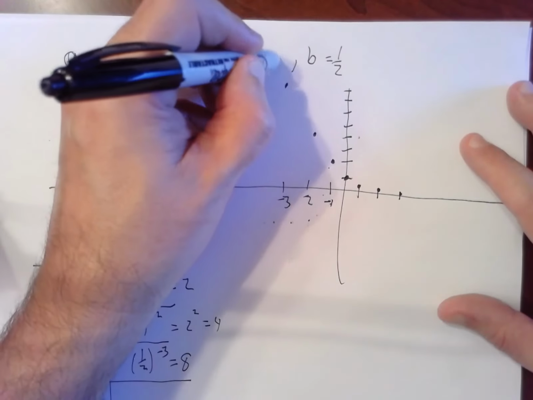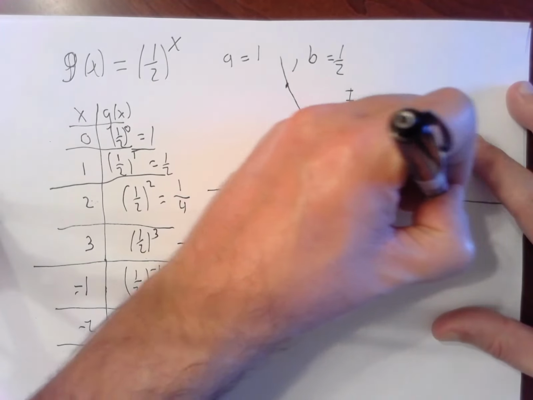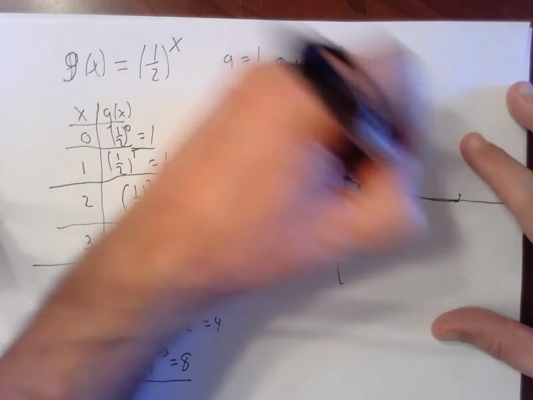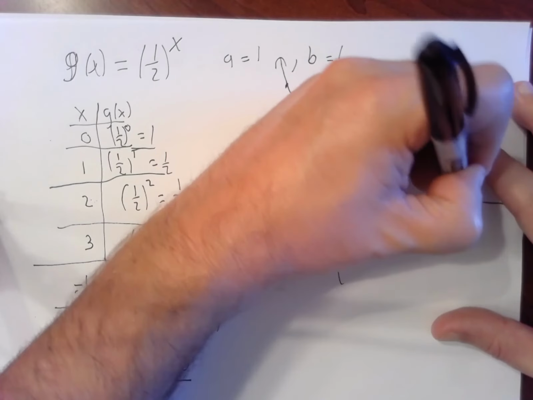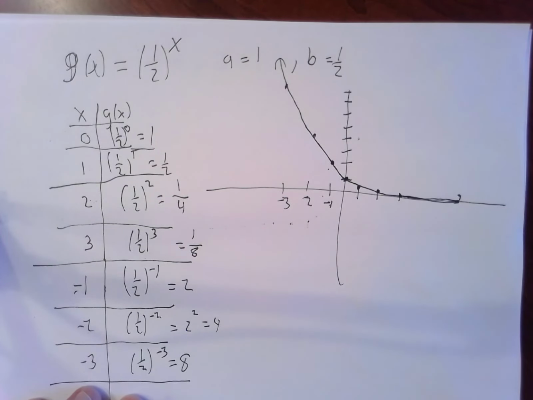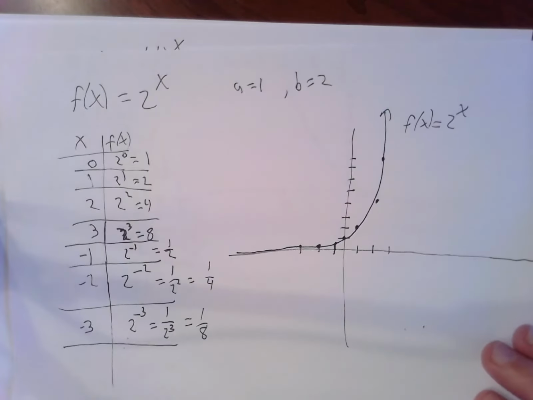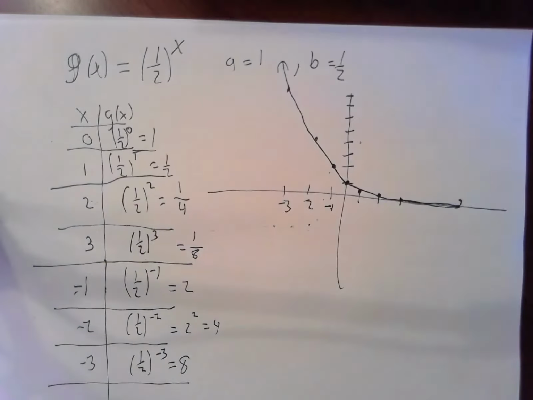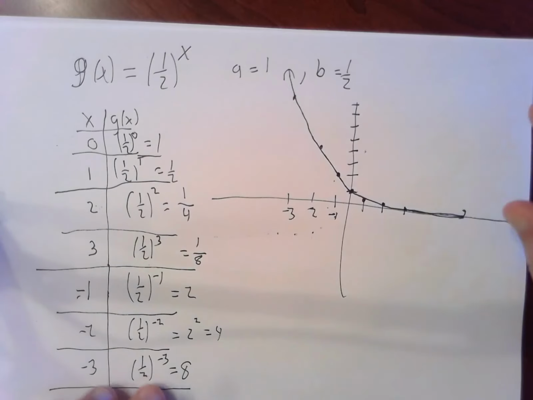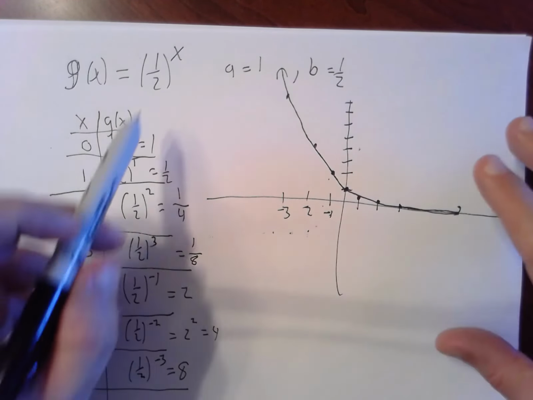So we get a graph that looks roughly like this. That is not crossing over the x-axis. It's just getting really, really close to the x-axis, but it never touches it. So this graph looks a lot like the graph we graphed a minute ago, only flipped over. It's rotated around the y-axis. And in fact, that's what's always going on.